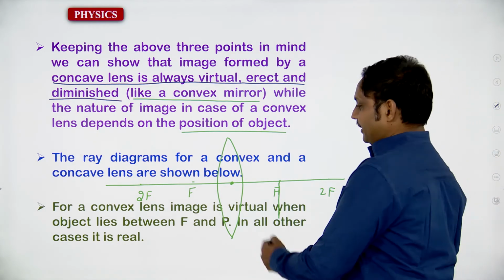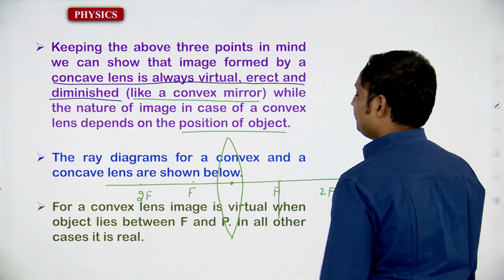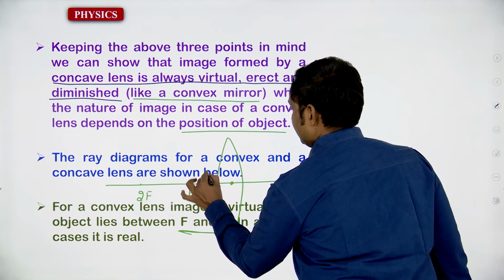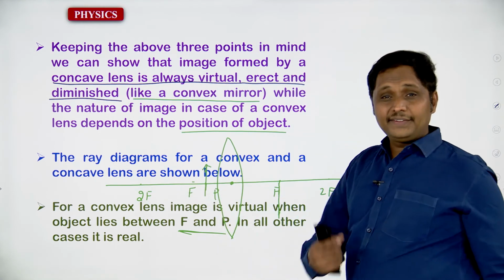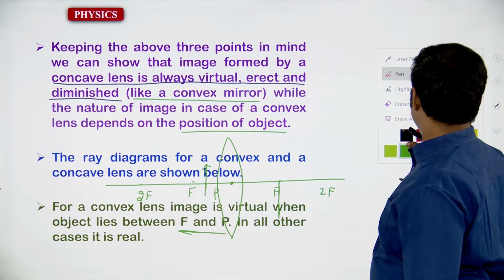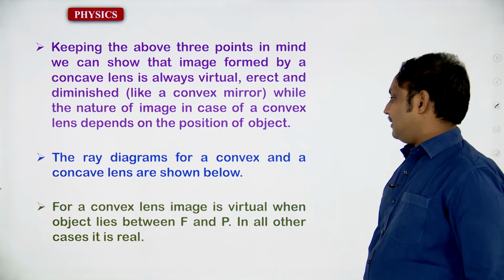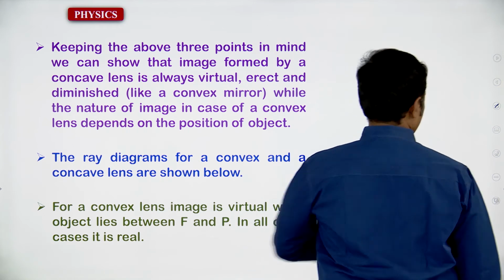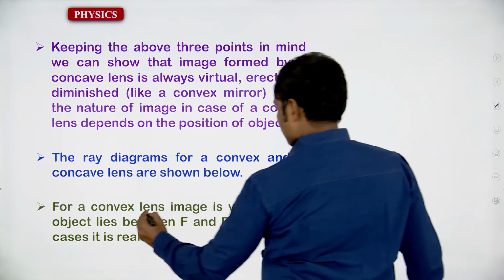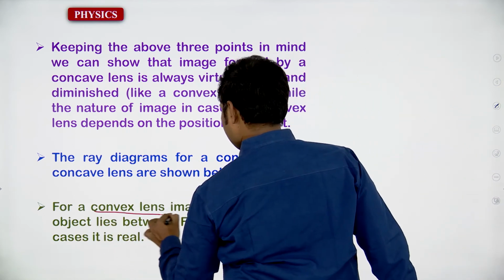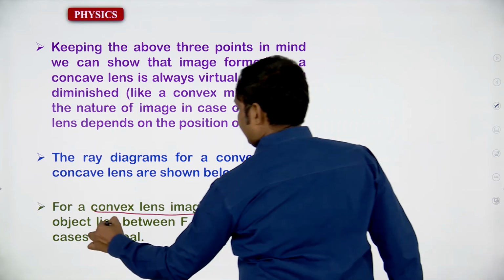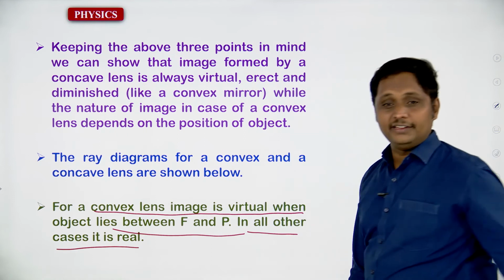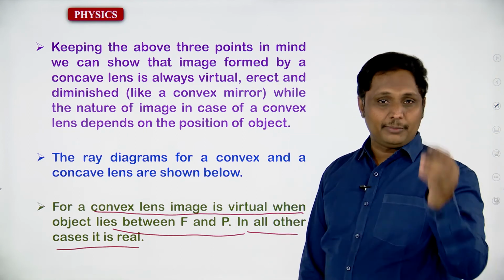For a convex lens, the image is virtual when the object is between F and P. This is the case we have to get. We will discuss all these parameters very deeply. That is the only one case. For the convex lens, the image is virtual when the object lies between F and P. In all other cases, it is going to be real. That is very, very important. You have to keep it in mind.